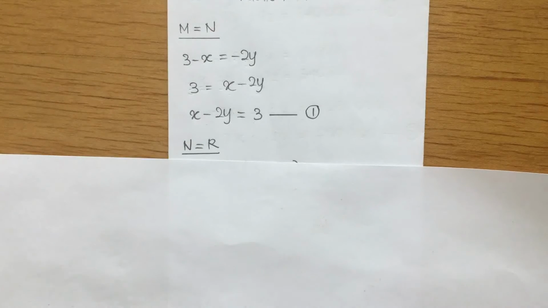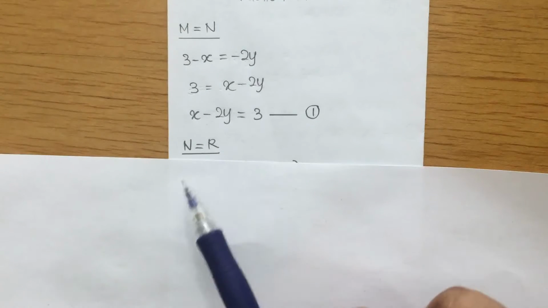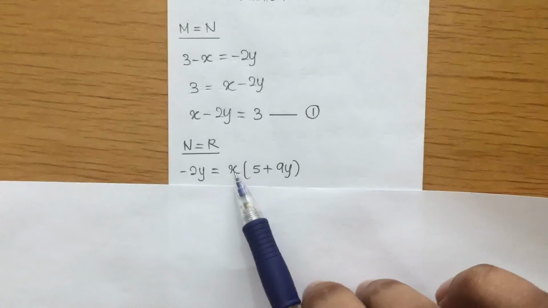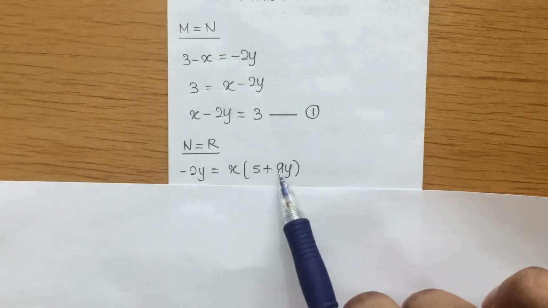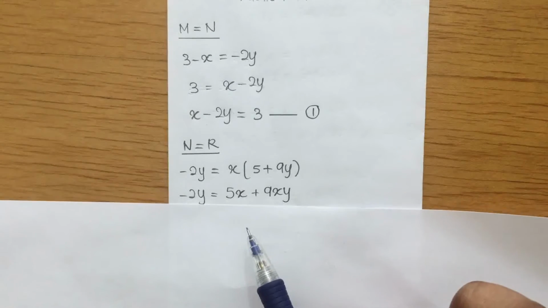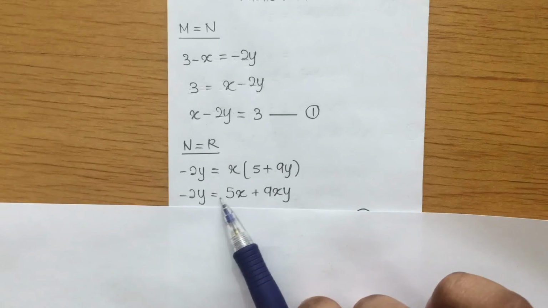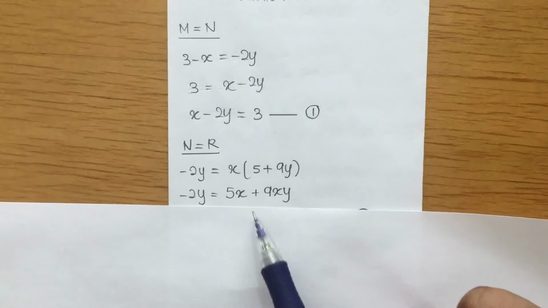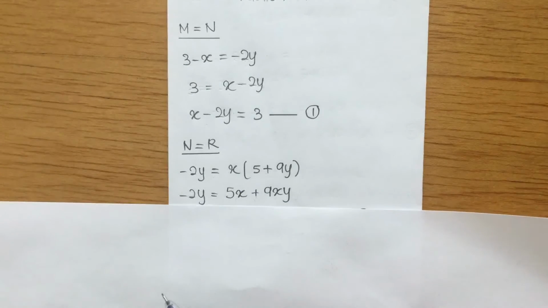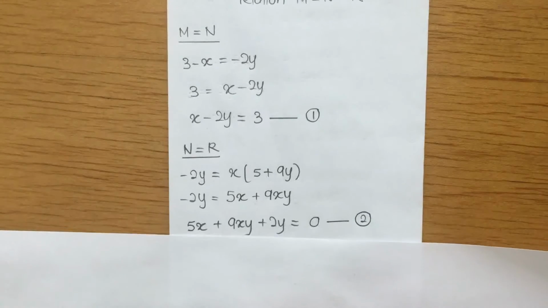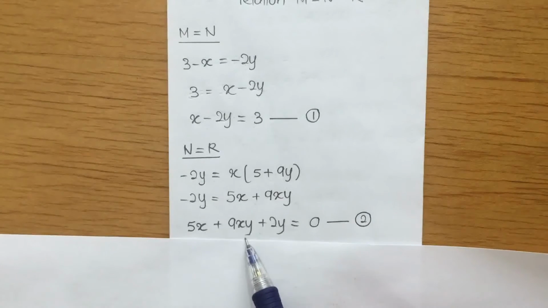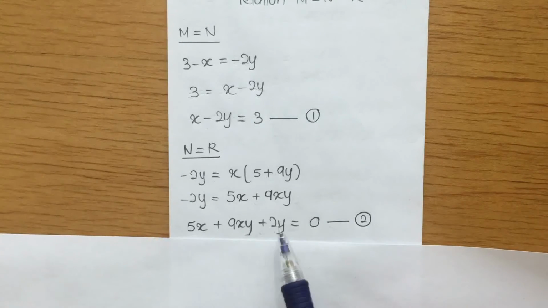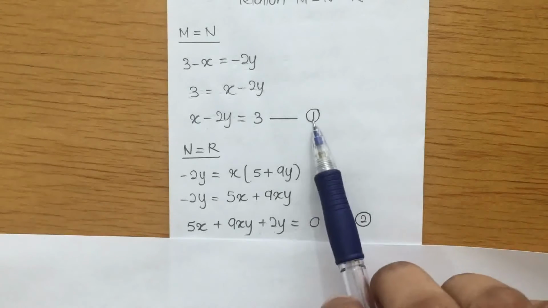For the non-linear equation, we can use the relationship n equals r, guys. So negative 2y is equal to x(5 plus 9y). Negative 2y is equal to 5x plus 9xy, since you have already expanded the x inside. From here you should get 5x plus 9xy plus 2y is equal to 0. So this will be your second equation, guys. This is your non-linear equation and this is your linear equation.